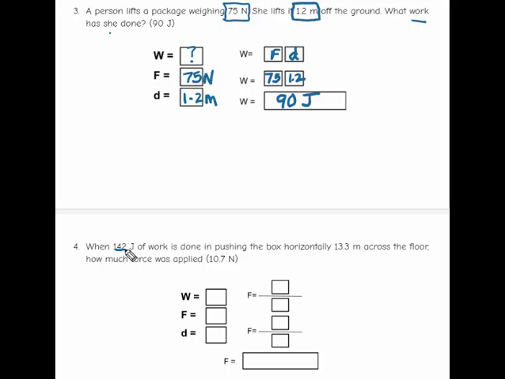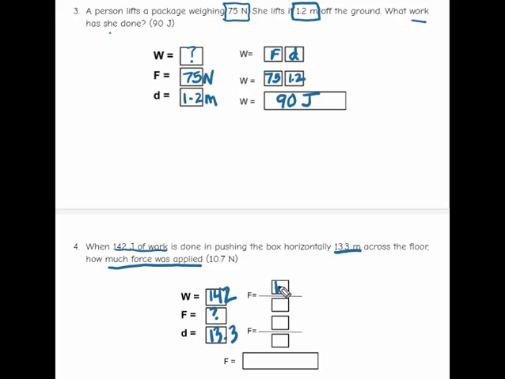When 142 joules of work is done in pushing a box horizontally 13.3 meters across the floor, how much force was applied? So my work, always measured in joules, my problem says is 142. I'm trying to find force because it asked me how much force was applied. And it tells us that I moved the box 13.3 meters.